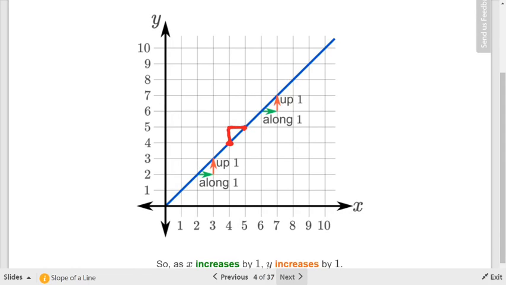Do you agree? So that means I'm going to go up how many? And to the right how many? 1. So that's 1 over 1, which is just plain old what? 1. So the gradient or slope of this line is 1. Every time you go up 1, you go to the right 1. Looks good so far?